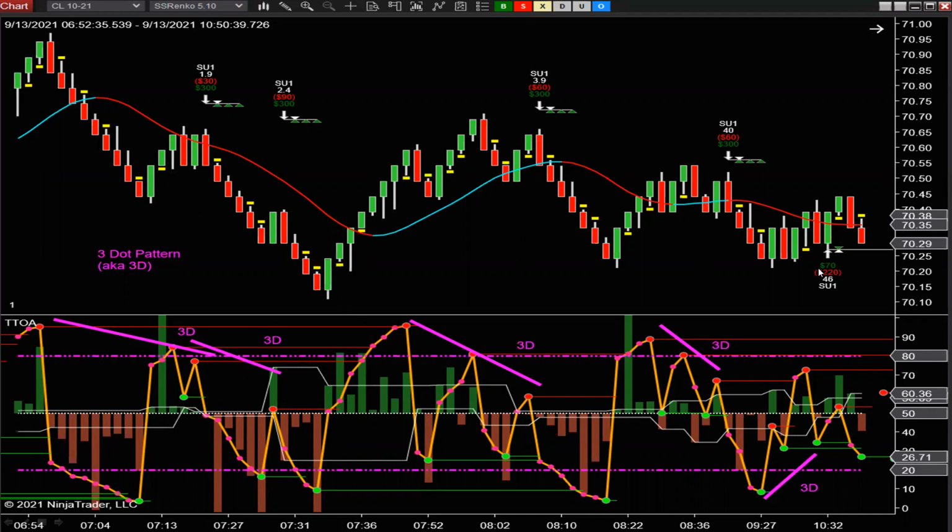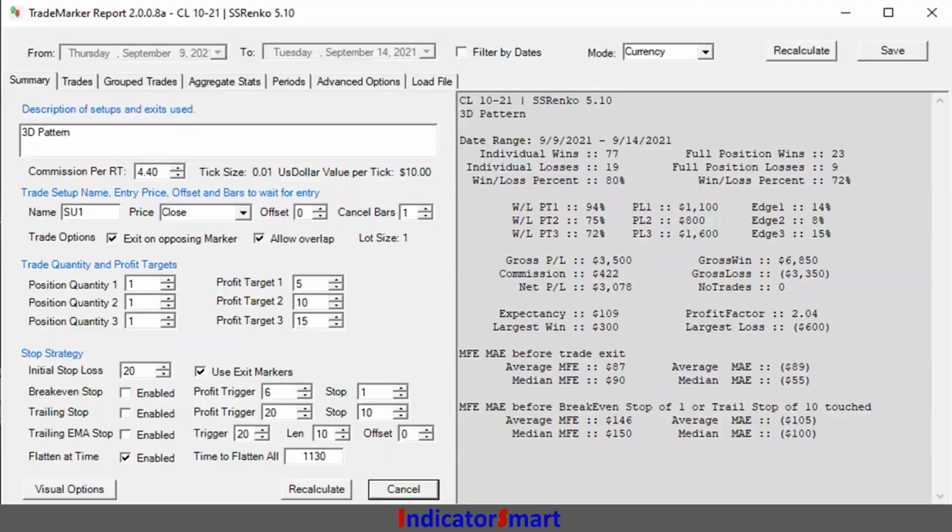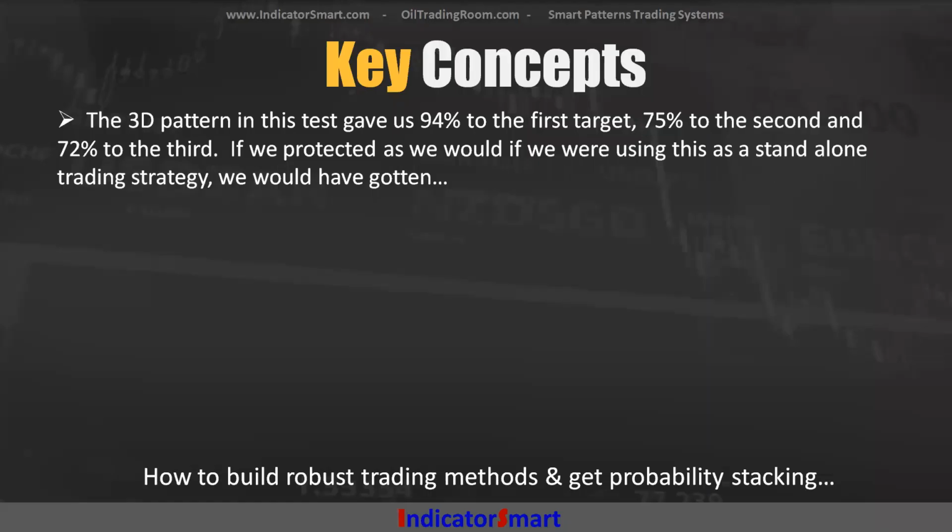And over here, we start picking up possibly going to the long side. I could filter this by using the trend or whatever I want to, but I just did it as it is. We call it 3-dot pattern, 3 lower dots, 3 higher dots, also known as a 3D pattern. So let's take a look at the profile for this from Trade Markers. 94% to the first, 75% to the second, 72 to the third target.